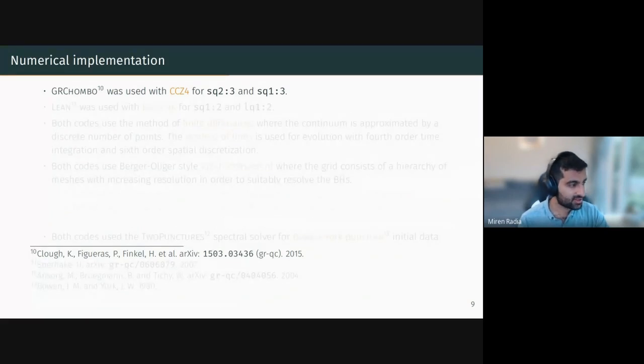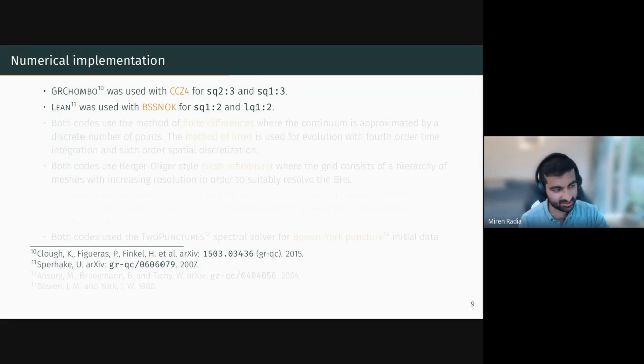Okay, so let's briefly talk about the numerical implementation. So I used the GRChombo code to evolve two of these short sequences, for SQ23 and SQ13, with the CCZ4 formulation. And my supervisor, Ulrich Sperhake, used his own LEAN code, which has been used for over a decade to evolve black hole binaries. And he uses the BSSN formulation, and he did the 1:2 mass ratio sequences.